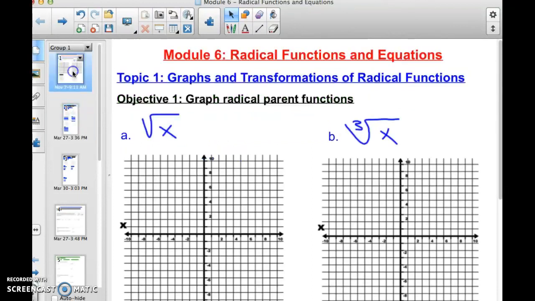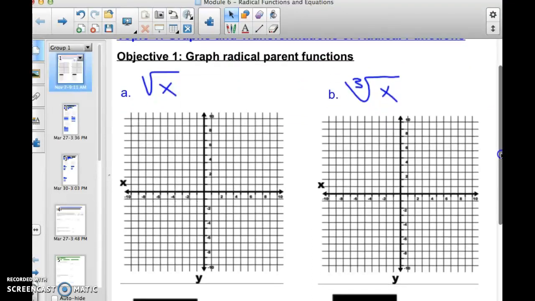All right? So to begin, there are two radical functions that we care about in Module 6. Part A is the square root of x, and part B is the cube root of x. That's how you say both of those. Square root meaning that you're taking the second root of x for part A, and then the third root of x for part B.